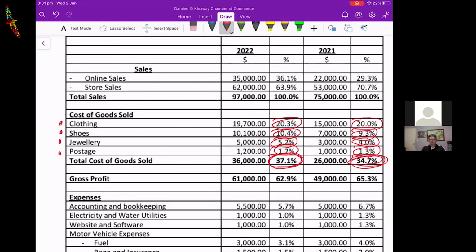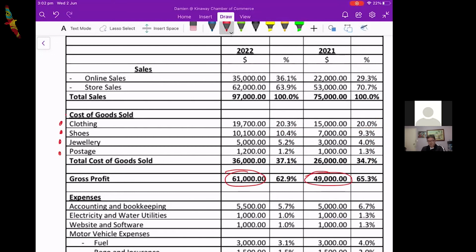Why we've got an increase in sales, but our cost of goods sold as a percentage has actually gone up as a cost. But let's have a look at what's been the outcome of that. The outcome is that gross profit has grown from 49,000 to 61,000. So we've actually increased gross profit by $12,000 from year 2021 to 2022. That's a positive.